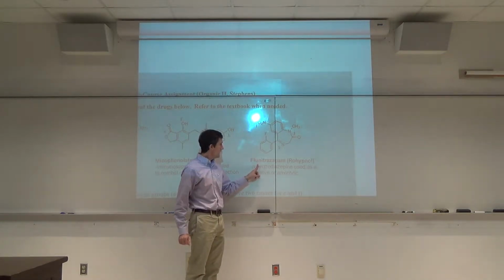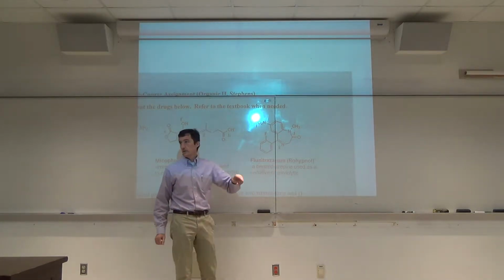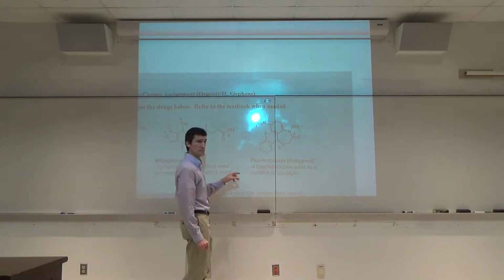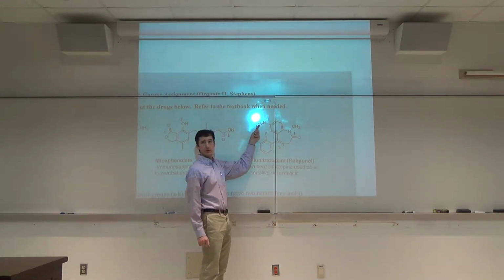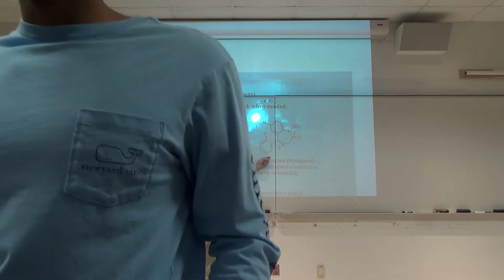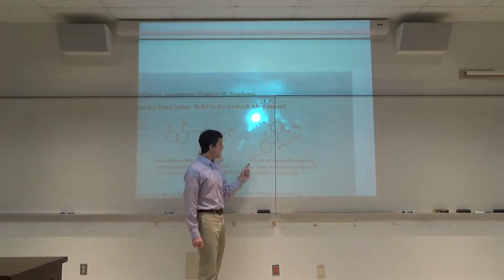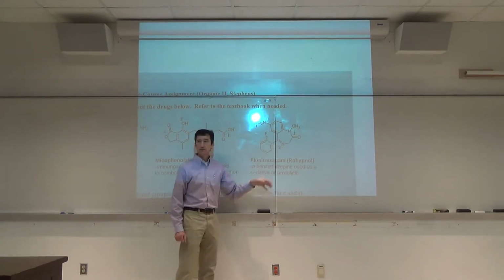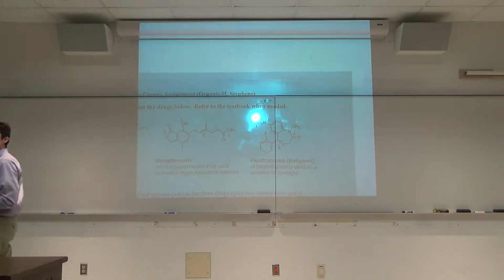Rohypnol, sometimes called a date-rape drug. It's a short-acting hypnotic. Has a nitro group. Okay, it's on the pre-course worksheet. Long name: flunitrazepam. It's got a fluorine, it's got a nitro group, and it's a benzodiazepine, similar to Valium. But that's one drug that has a nitro group. Not a lot of drugs have nitro groups, but some do.